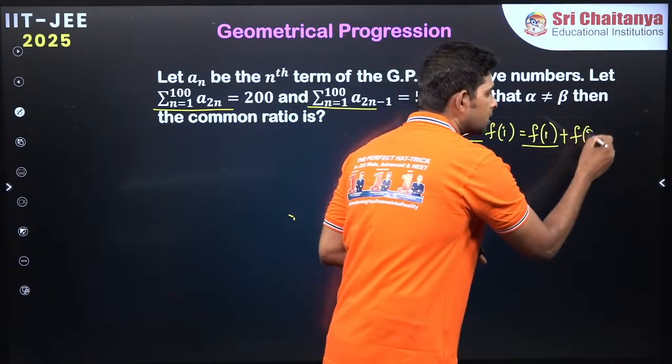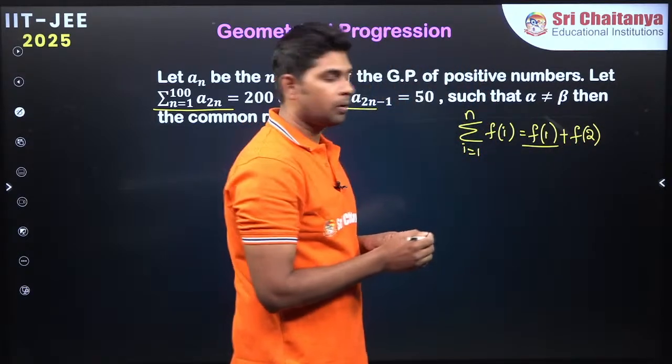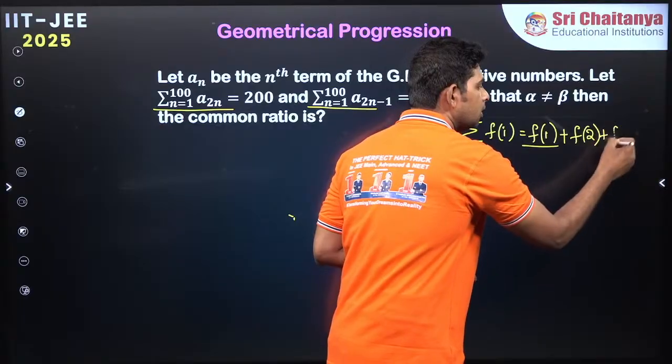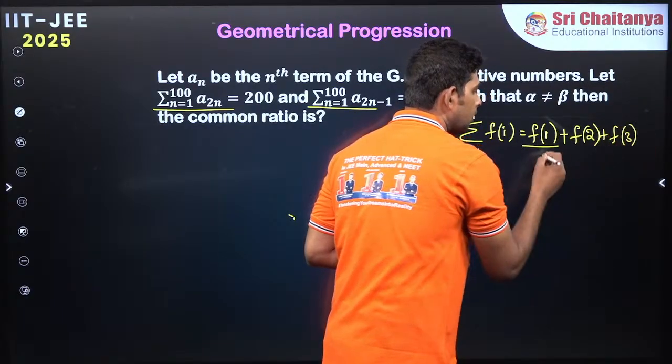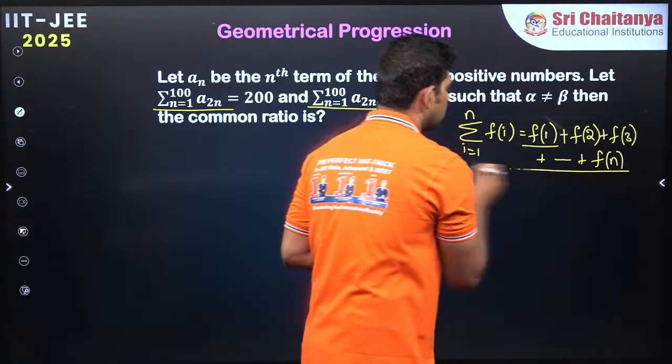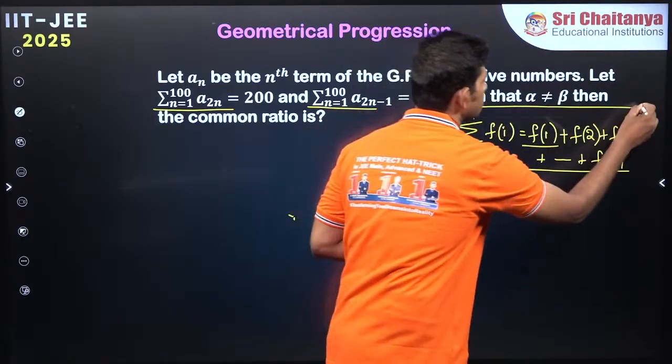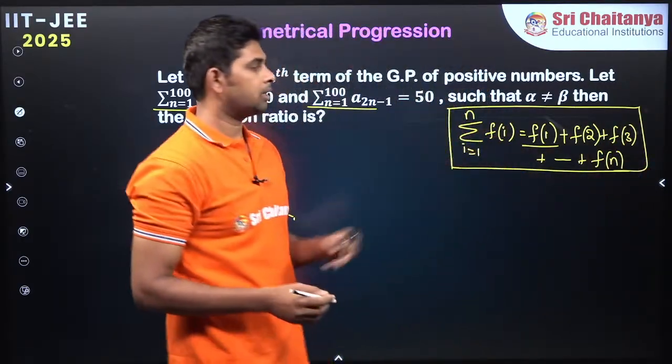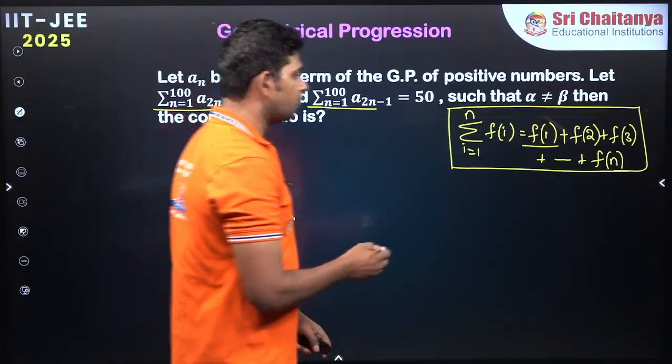So I am taking next one here, f of 2. Next, obviously, you are going to replace i by 3 and you write all these terms here and add. So this is our sigma notation. Whenever there is a function like this, you are going to write it this way. I'll give an example for this.